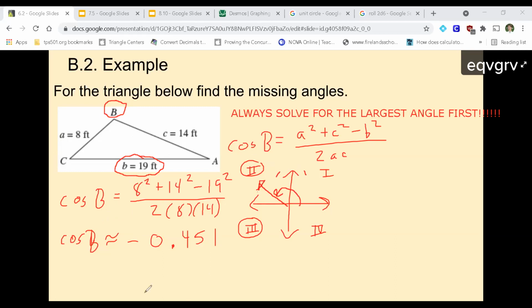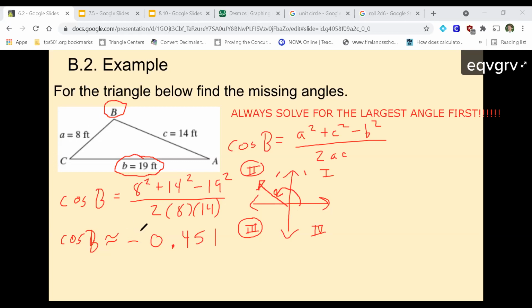So long story short, again, you always need to solve for the largest angle first, because that'll tell you whether or not your largest angle is obtuse or acute right off the bat, based on whether or not this is positive or negative.